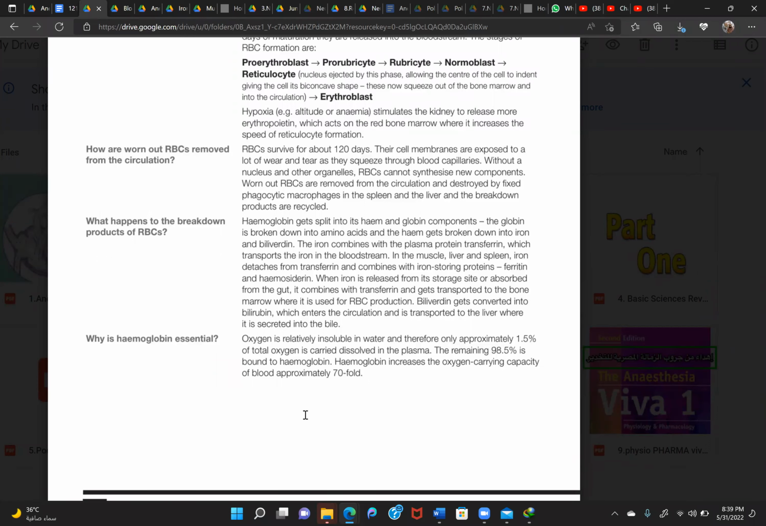When iron is released from its storage site and absorbed from the gut, it combines with transferrin and gets transported to the bone marrow, where it is used for RBC production. Biliverdin gets converted into bilirubin, which enters the circulation and is transported to the liver, where it is secreted into the bile.